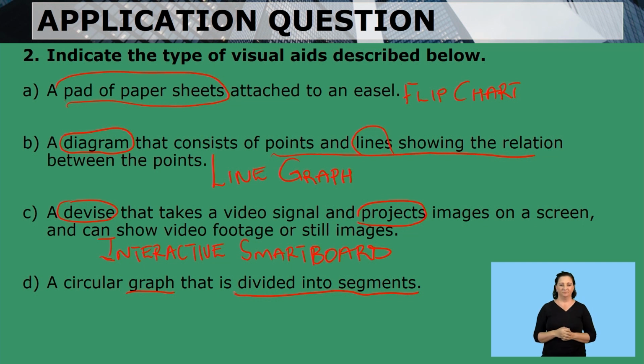All right, the last one is a circular graph that is divided into segments. So you are dividing it into segments. That was a keyword. You've got three keywords actually. So what is our answer here? You're correct. It's a pie chart.